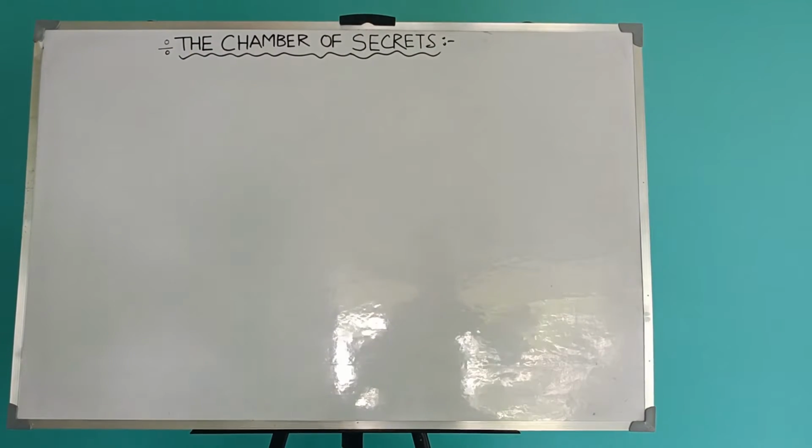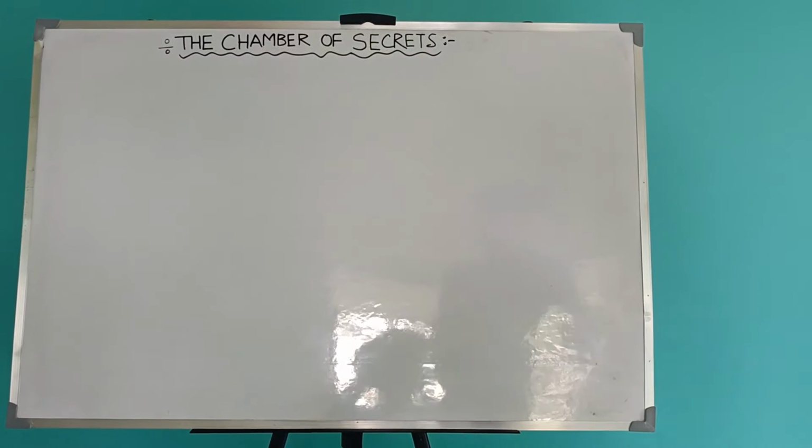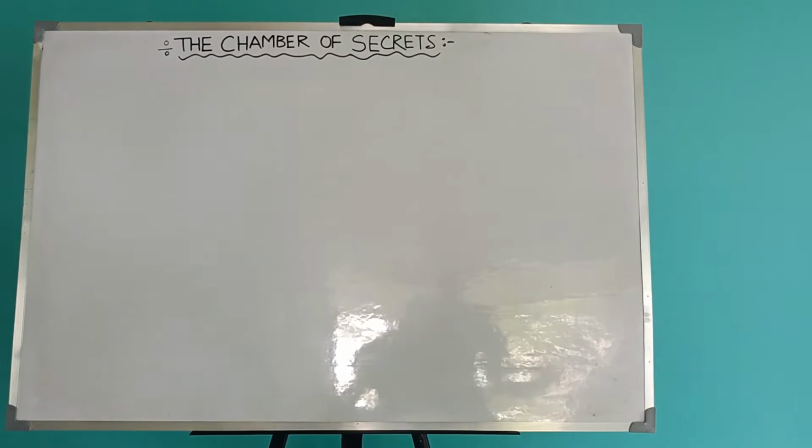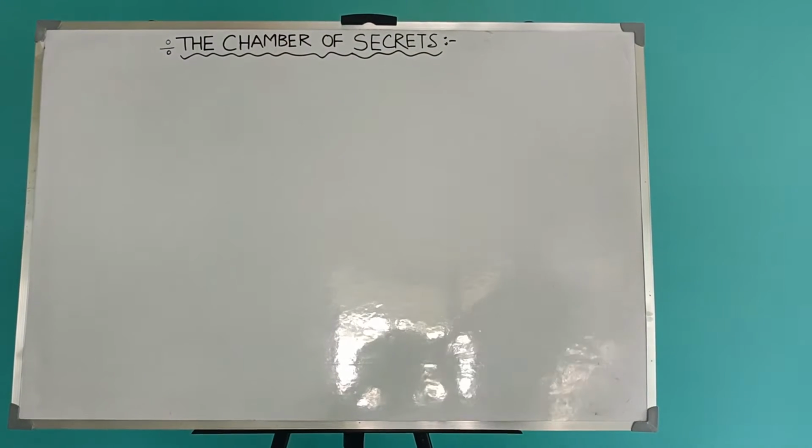In this class I will discuss the derivation of v squared is equal to u squared plus 2as by graph and calculus. So let's start after the intro.